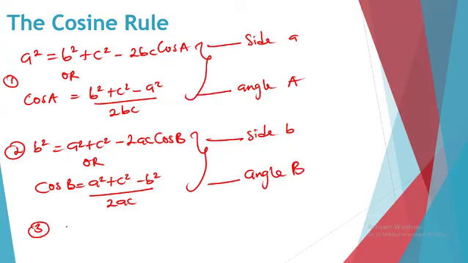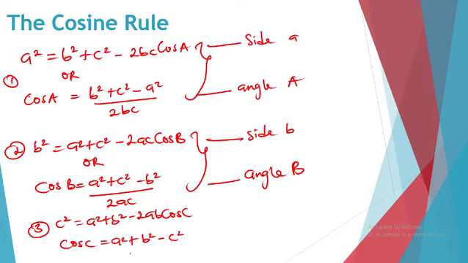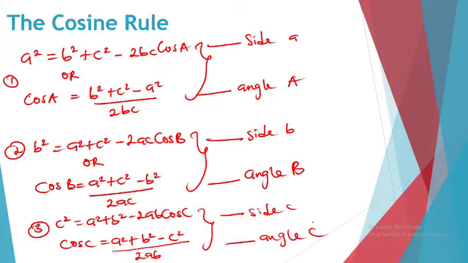Then number three, we have c squared equal to a squared plus b squared minus 2ab cos C, or we use cos C equal to a squared plus b squared minus c squared all over 2ab, where the first is for side c and the second is for angle C. So those are the formulas we'll be using. You just need to be familiar with these formulas so that you have them offhand.